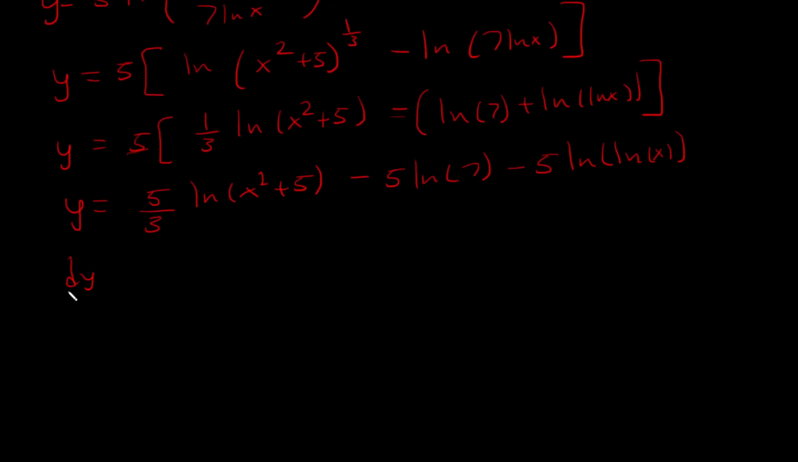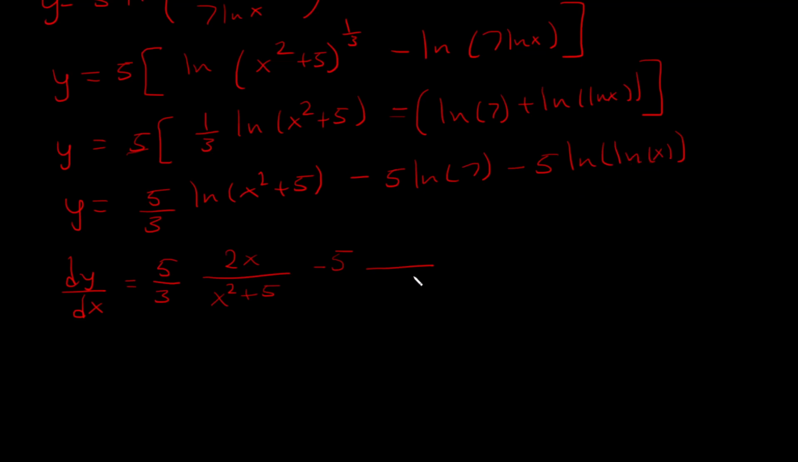So we have dy over dx. Now, I'm going to pull out the constant here and then just focus on the natural log. The way to do the derivative is you do 1 over the inside and then you multiply by the derivative of the inside, which is 2x. Now the derivative of 5 ln of 7 is 0 because it's a constant. And now with the 5 here, we'll just pull that out and then focus on taking the derivative of ln of x. So first we're going to do 1 over the inside.